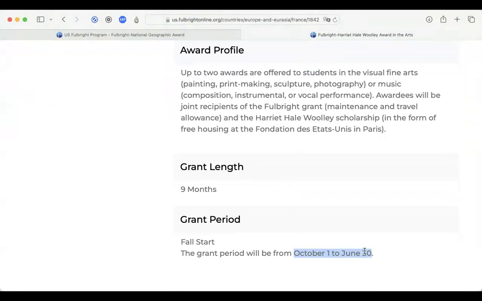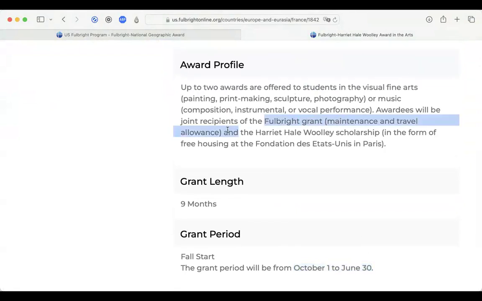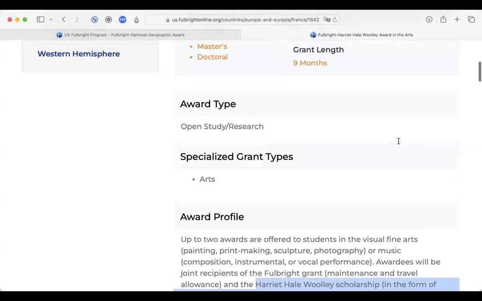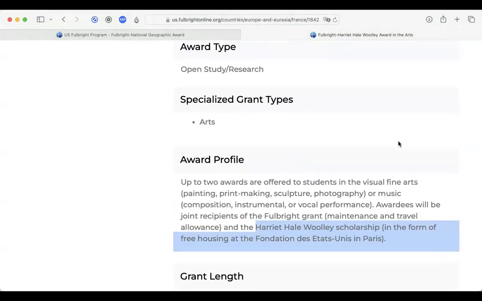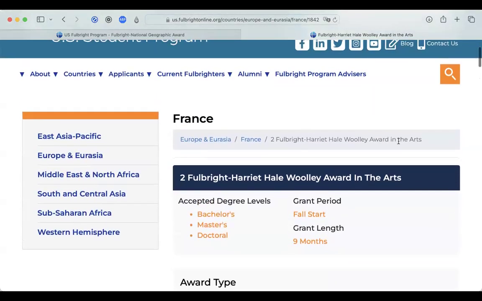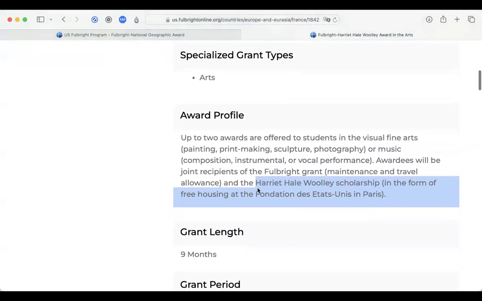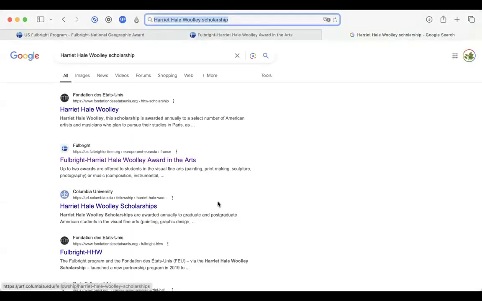And so this is something where you get the main Fulbright grant and then a special scholarship that gives you housing at the Fondation, which is pretty nice because that takes out what is probably your single largest cost from doing your project abroad. Okay, now if we were going to be doing some more research on that, I think the next thing would be to take a look at what comes up when you search for that opportunity.